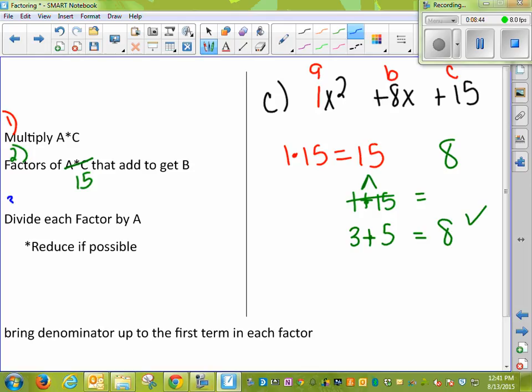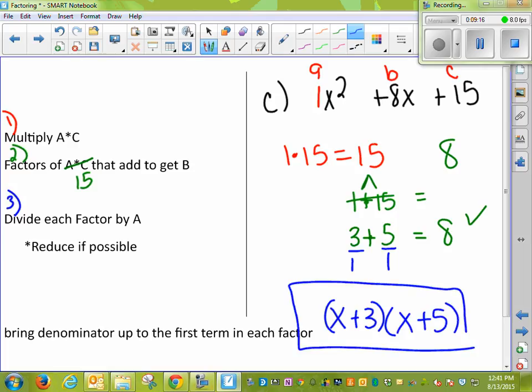Step 3, although this one's not really needed, divide each factor by a. a is 1. But if I still follow the same process, 3 divided by 1 is 3, and 5 divided by 1 is 5. So we love it when the lead coefficient's a 1. There's really not much else to do, but take my factors and put them in factored form. x plus 3 and x plus 5. And that's the bottoms up method for factoring trinomials.